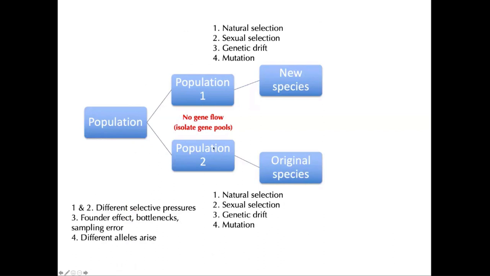So then what happens here is you have different selective pressures, right? Different alleles. So number one and two are selective pressures: natural selection and sexual selection happen. Genetic drift can occur, especially the founder effect, because these are different fragments of what used to be the population. Speciation equals macroevolution, I would say. Macroevolution is just evolution on a large scale, and basically it's the process of speciation.